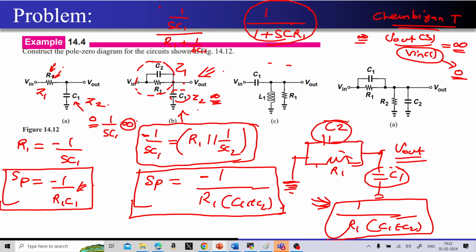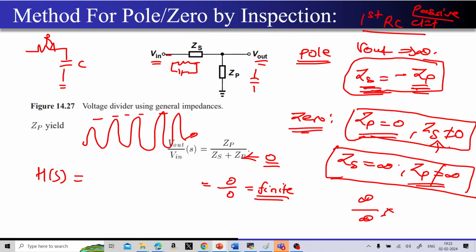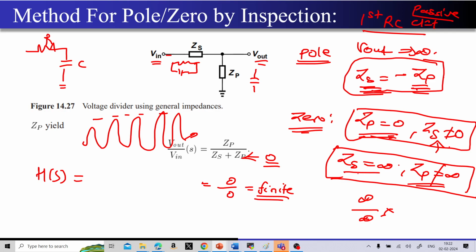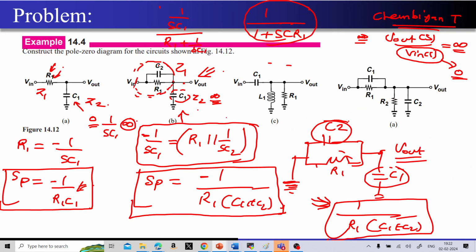But what about this? So now again we will enforce the conditions that we have seen. The ZP equal to 0 condition will not hold true over here because I literally have to operate at the infinite frequency. Let's try to check whether ZS becomes infinity or not. So this is the ZS, and what is the ZS? It is nothing but the parallel combination of R1 and 1 upon SC2.